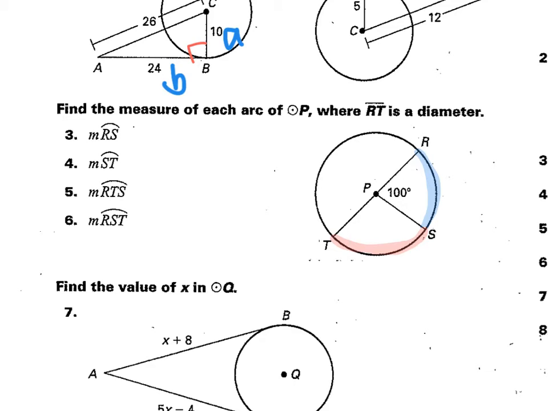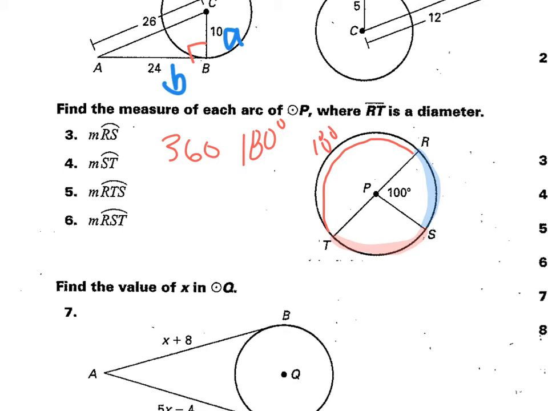Now, one thing I want to clue you into is, remember, from R to T, this is a semicircle. Semicircles equal 180 degrees, right? So if you know this whole thing's 180, and you figured out RS in number 3, subtract those from 360. Remember, there's 360 degrees all the way around a circle. So subtract those, and you'll be left with ST.